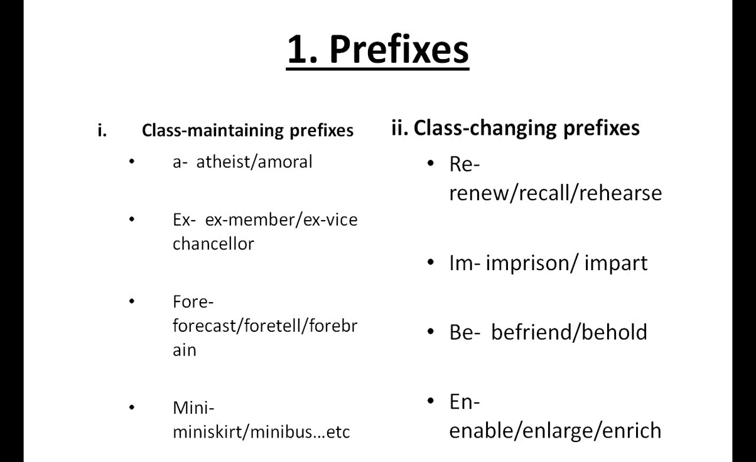So they maintain it the way it is. Okay. Forecast, foretell, forebrain. So "fore" is a prefix attached to cast, tell, and brain. It also maintains the class, and the noun is kept intact. Okay, miniskirt and minibus, etc. They are nouns.